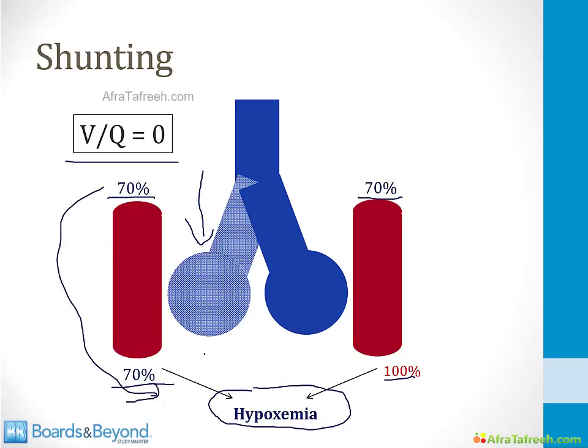Now let's imagine we administer 100% oxygen to this patient to try and resolve the hypoxemia. Well, let's look at what's going to happen.